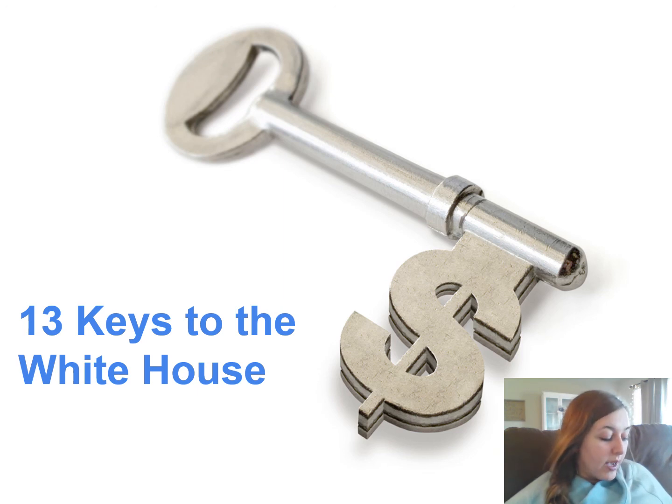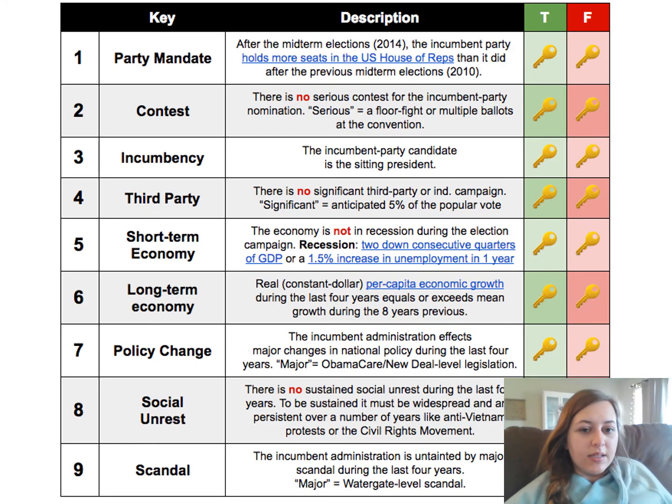He predicted a Biden win in 2020, right again. So take a minute to look that up. It's kind of an interesting thing that he's developed there. These are the different keys to the White House. So you just look at the description and say whether it's true or false. If 5 or fewer are false, the incumbent party will win. If 6 or more are false, the challenging party will win, according to Lichtman's predictions.